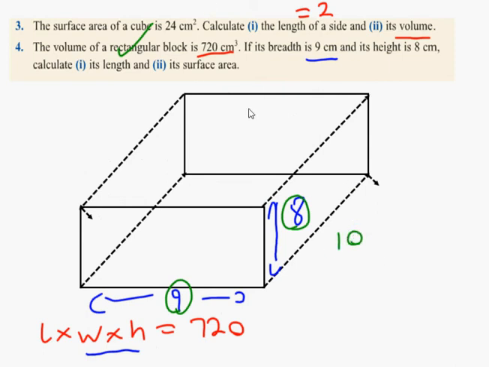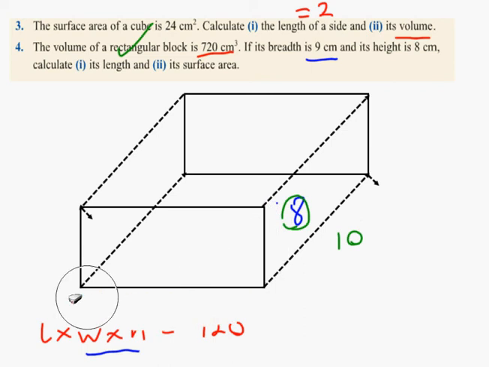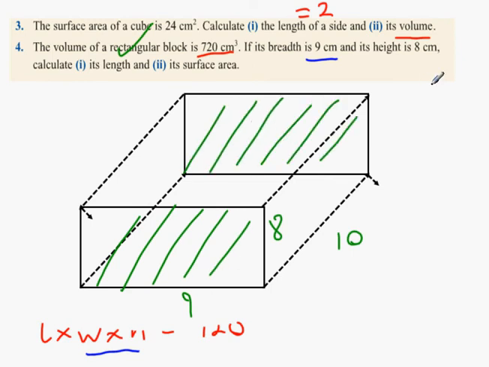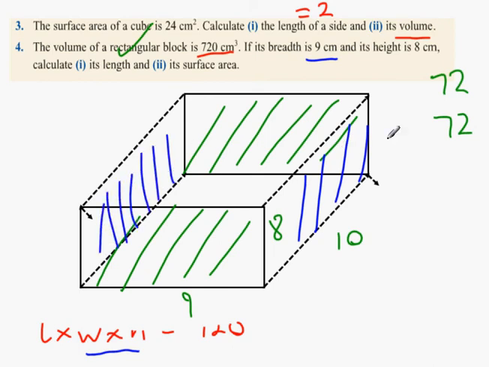No, that's the volume. We find out the... How many sides are there? 6. 6 sides. What's the area of the green side? 9 multiplied by 8. And there's 2 of them, isn't there? What's the area of the blue area? 80. Blue area is 80.